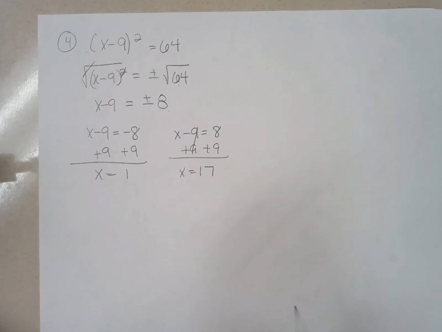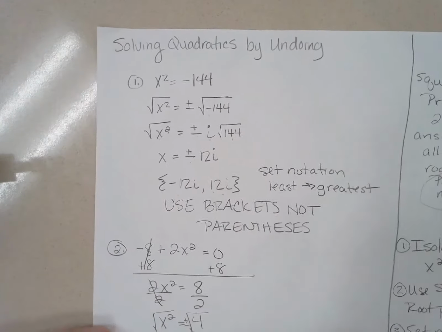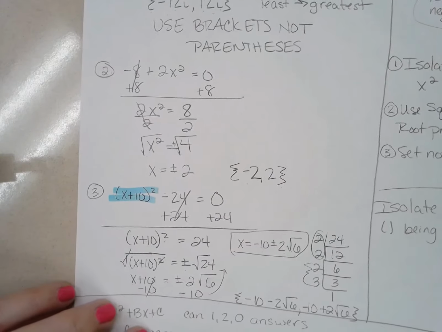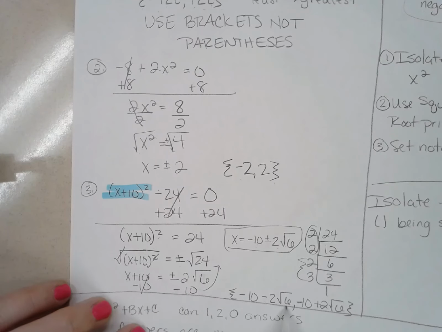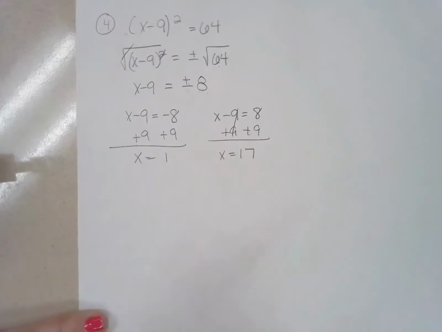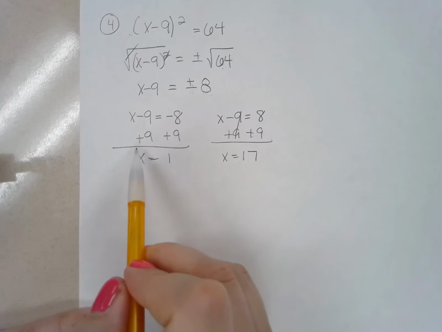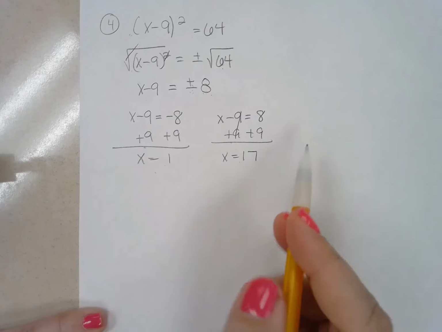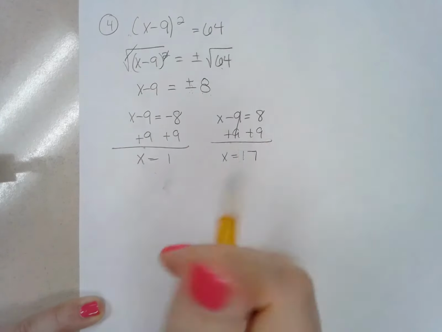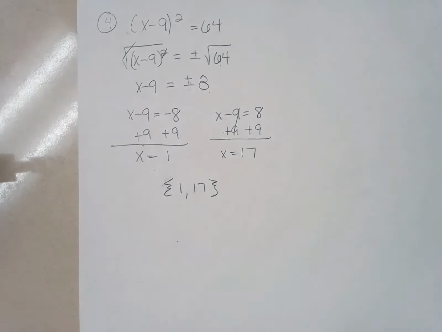You're going to see that the answers do not have to be opposites. In our first few examples, sorry, paper sliding everywhere, negative 12, positive 12. Negative 2, positive 2. Negative 10 minus 2 square root of 6, negative 10 plus 2 square root of 6. Those are all opposites of one another, but you don't have to get opposites. So don't just go, oh, well, if this is 1, then this must be negative 1. You need to actually set up the two equations and solve them independently so that you can find those two places where your graph crosses the x-axis. So 1 and 17 in set notation.